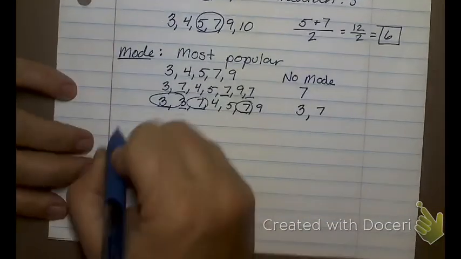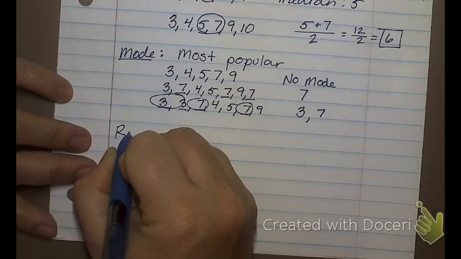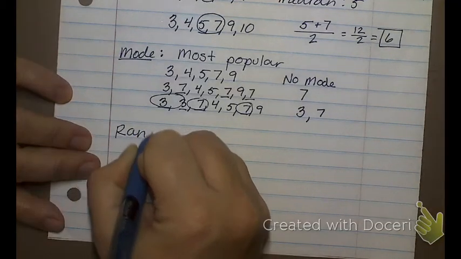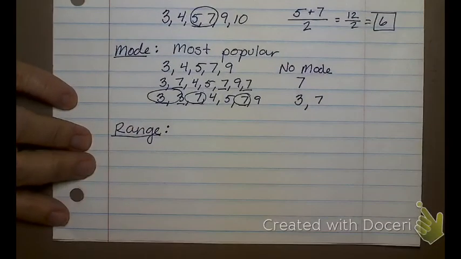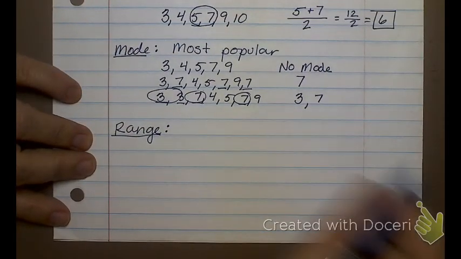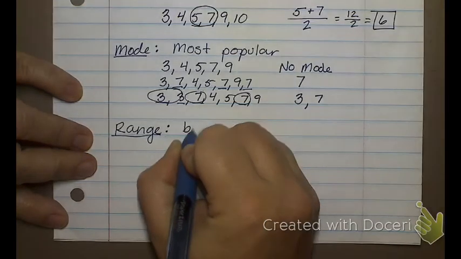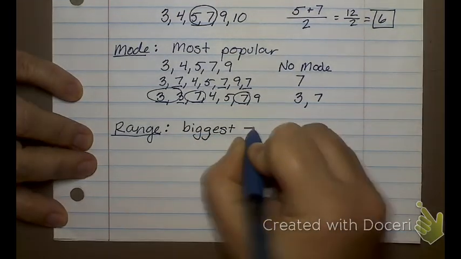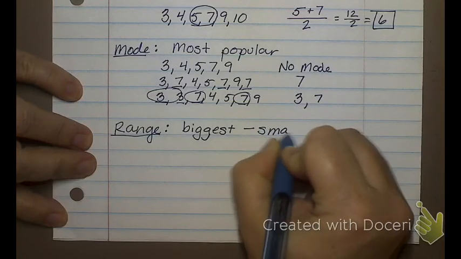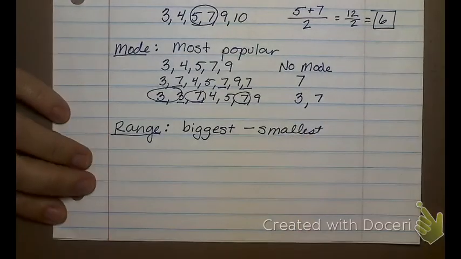Last thing we're going to talk about, well, second to last thing, range. How do you find the range of something? Biggest number minus the smallest number.